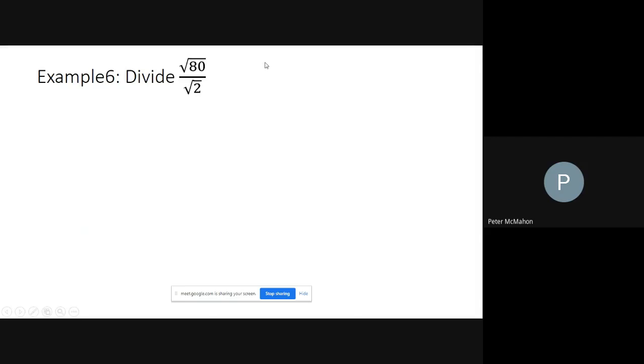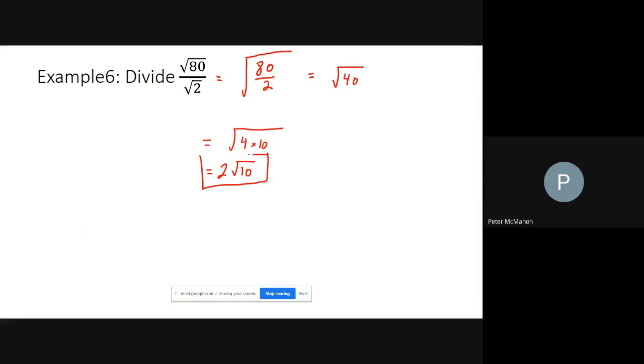Okay. Example 6, divide. Root 80 divided by root 2. So the same way that when we're multiplying, we can multiply them, if I'm dividing one radical by one radical, I can just make this 80 over 2 in one radical like this. Now 80 divided by 2 is 40. This is the square root of 40, which is the square root of 4 times 10. Square root of 4 is 2. Root 10. Okay, so this is my final answer over here.